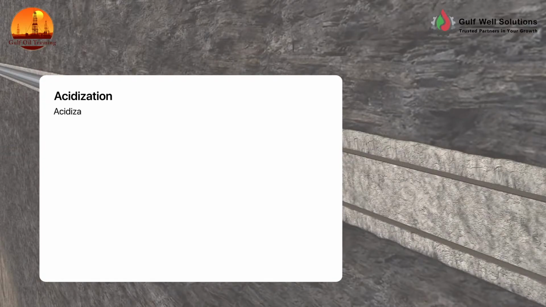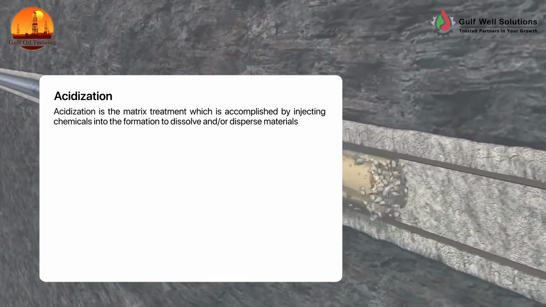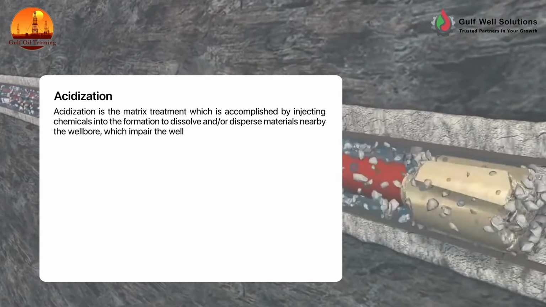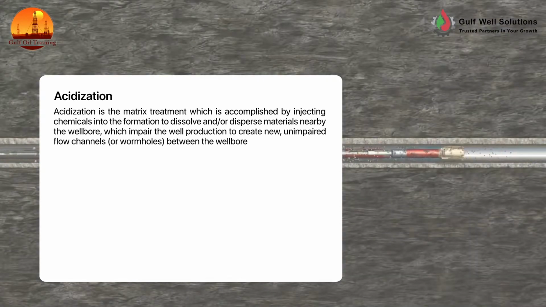Acidization. Acidization is the matrix treatment which is accomplished by injecting chemicals into the formation to dissolve and/or disperse materials near the wellbore, which impair the well production, to create new, unimpaired flow channels, or wormholes, between the wellbore and formation. Types of acidization.